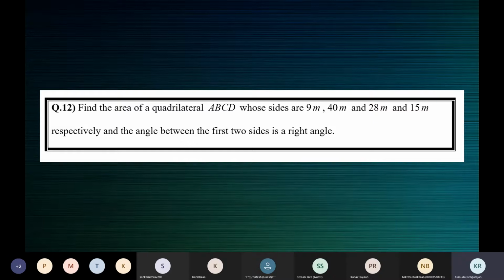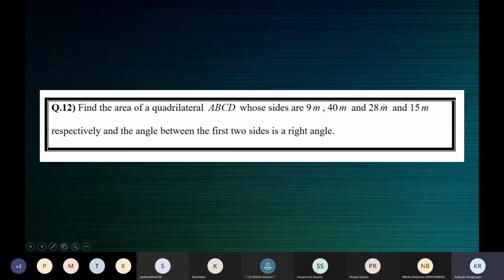When you call the quadrilateral ABCD, AB is regarded as the first side, then BC, then CD, and then AD. AB is 9 meters. BC is 40 meters. CD is 28 meters. And AD or DA both represent the same side, which is 15 meters.